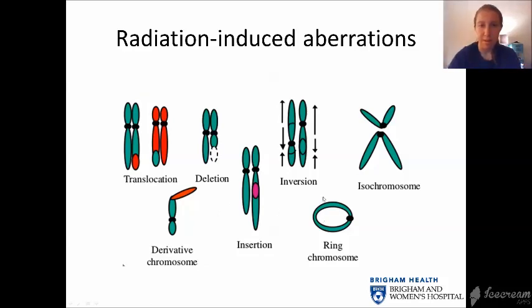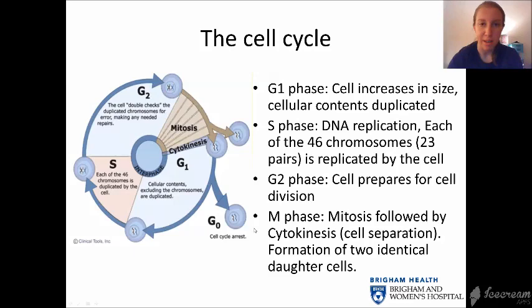It's important to note that the cell actually goes through a lot of checkpoints first. This is why we have to be aware of the cell cycle. You can see here, this is the cell cycle. There's an interphase period, then mitosis where the cells actually divide, and then cytokinesis when there's cell separation. The G1 phase is when the cell increases in size and the cellular contents duplicate, excluding the chromosomes. Everything else is duplicated.